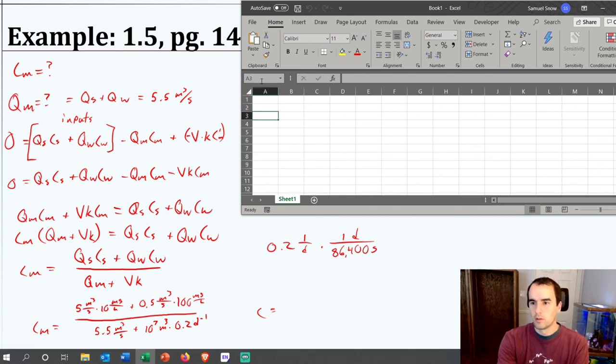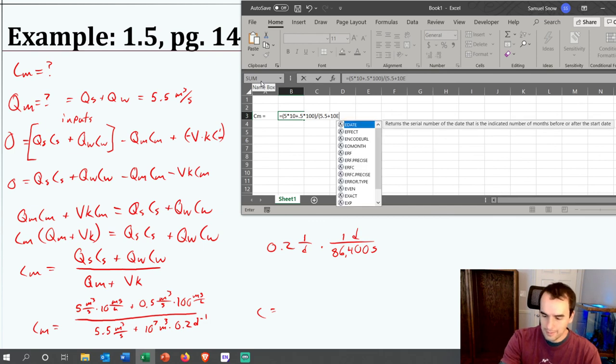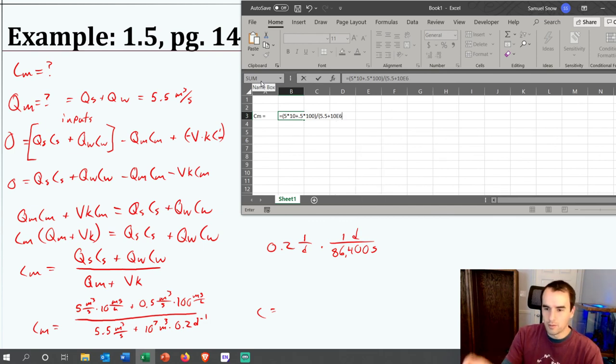All right, so let's say we want to solve for Cm, and this is going to be equal to 5 times 10, which is going to be 50, plus the 0.5 times 100 is also 50, so we could have just said 100 on the top. So 50 plus 0.5 times 100, all that divided by 5.5 plus 10. If we do e to the 7th, actually what I should do is 10 e to the 6th. That's 10 times 10 to the 6th. The e is times 10 to the, so when we do 10 times 10 to the 6th power, that's 10 to the 7th, is how I wrote it there.